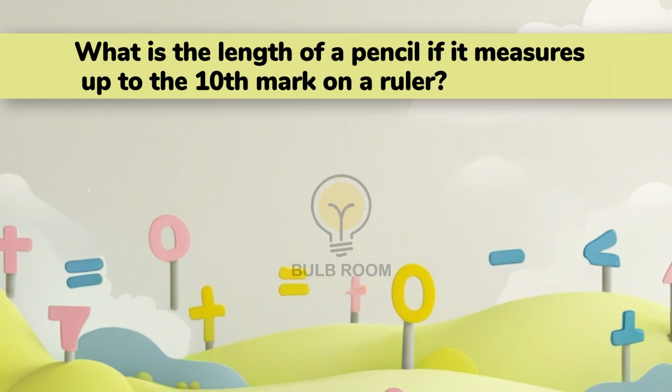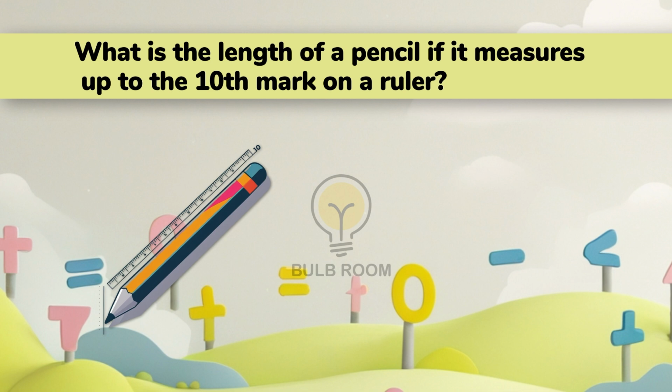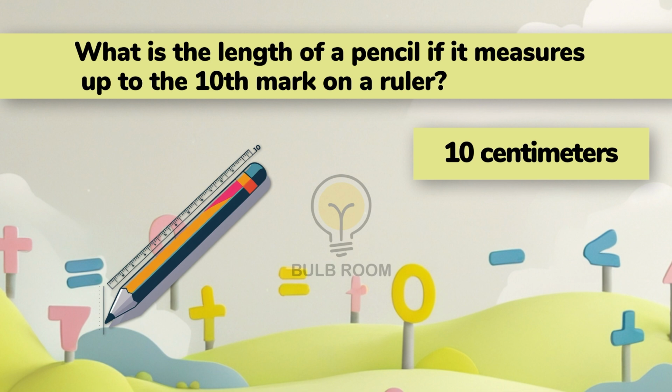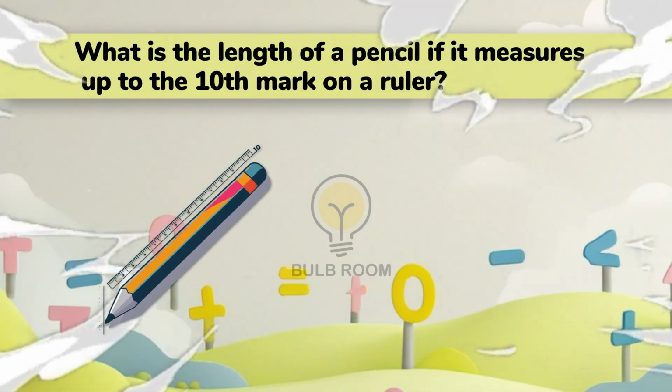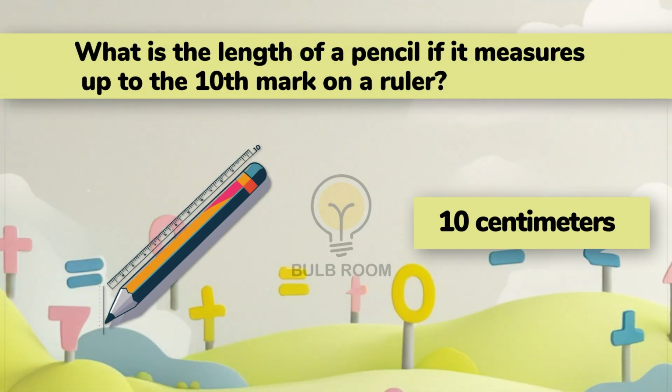What is the length of a pencil if it measures up to the 10th mark on a ruler? 10 centimeters. 10 meters. 10 grams. The right answer is 10 centimeters.